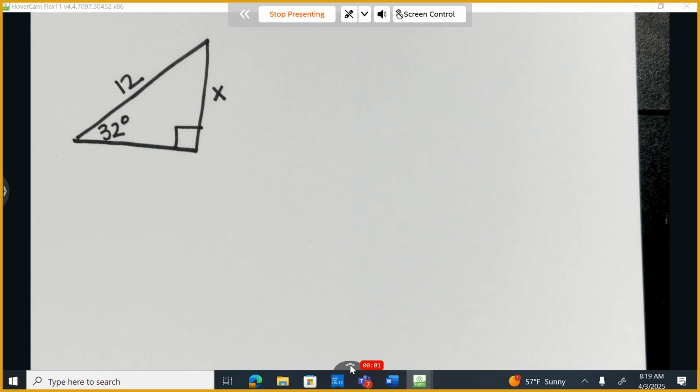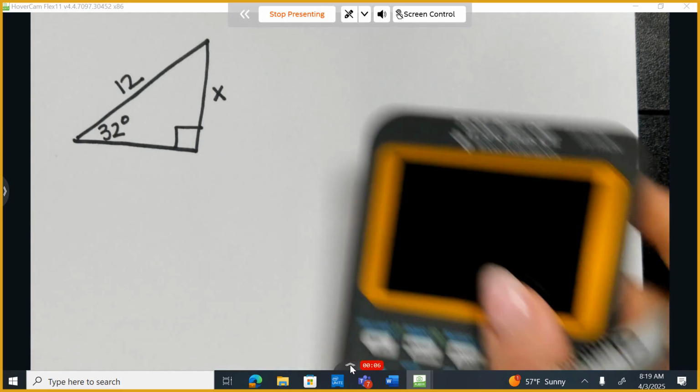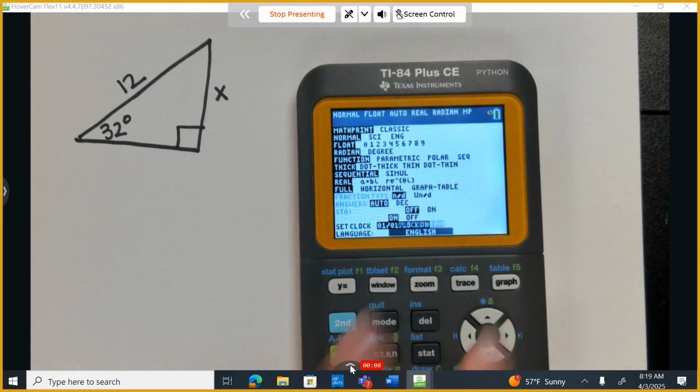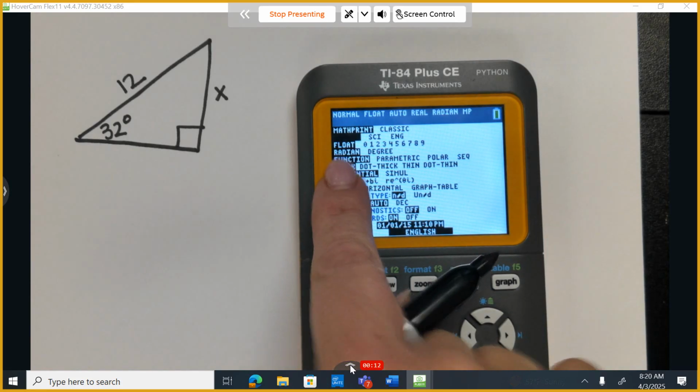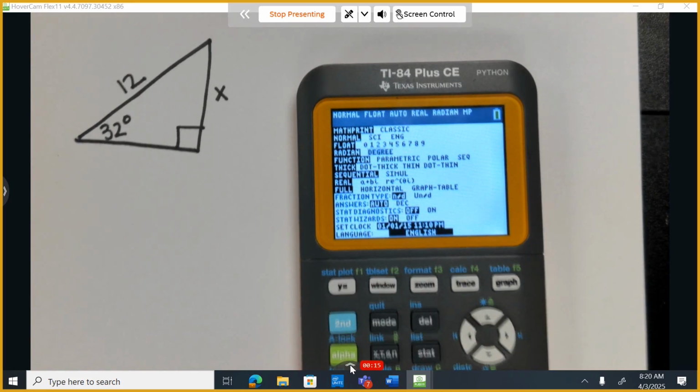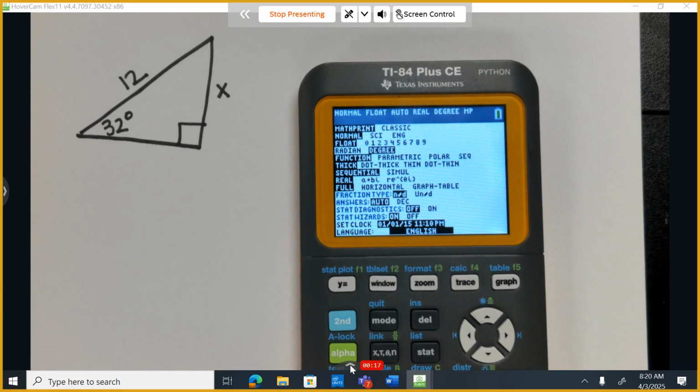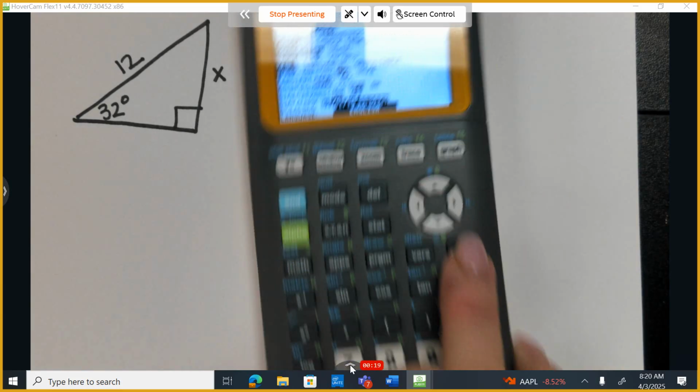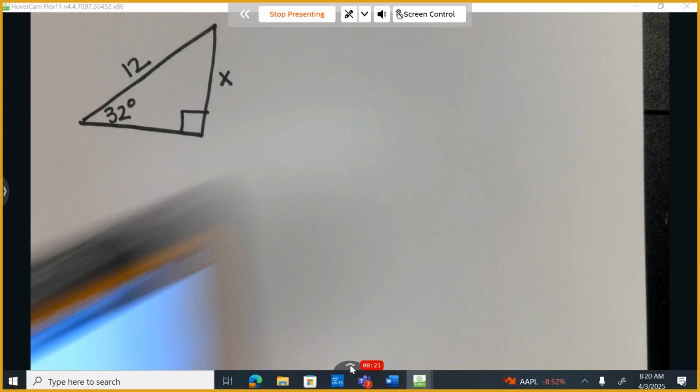So we're going to use trig in order to solve for x. The very first thing we're going to do is I want everybody to grab your calculator and find where it says mode. Go all the way down. Right now it's in radians, and we're going to turn it into degrees and then press enter. Once you've done that, we can just clear the screen. That's the first thing we have to do.